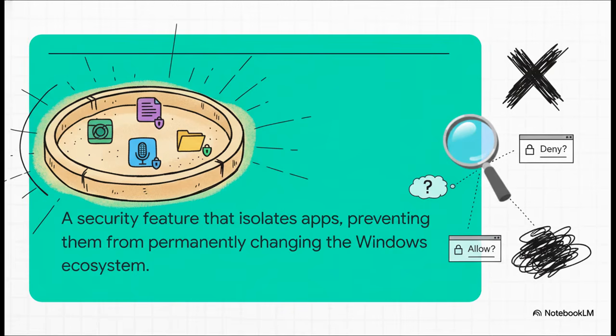Each UWP app runs in its own little isolated container, and it can't mess with the core system or with any other applications. If an app wanted to access your camera or your microphone or your files, it had to pop up and ask for your permission first. This made them fundamentally way safer than traditional software.